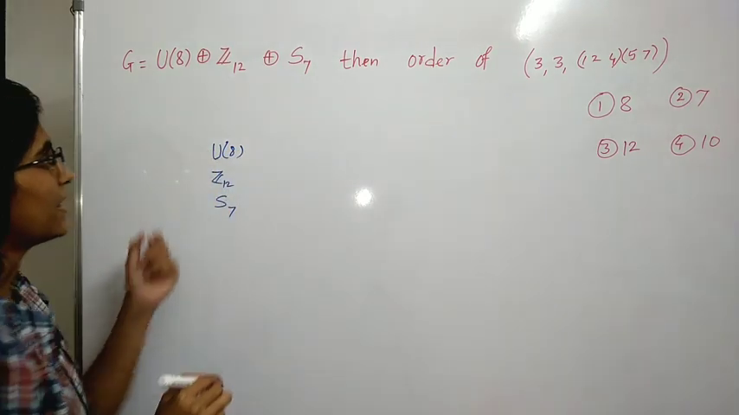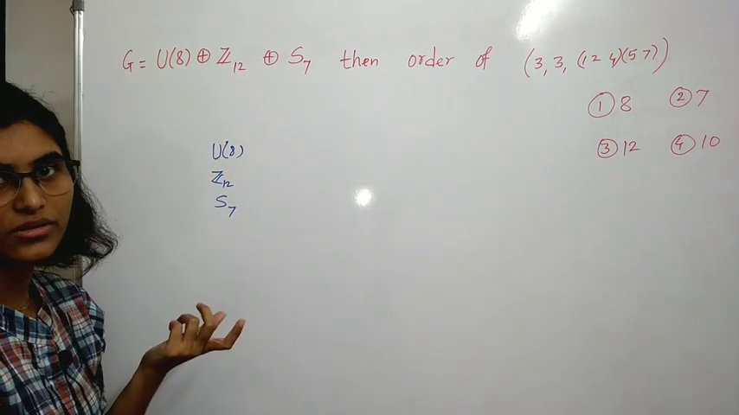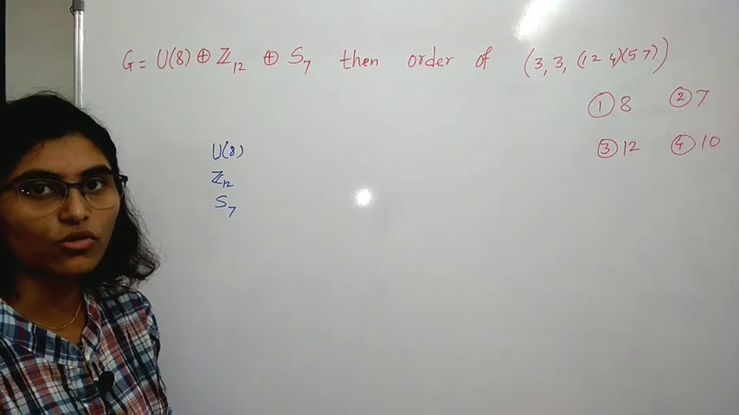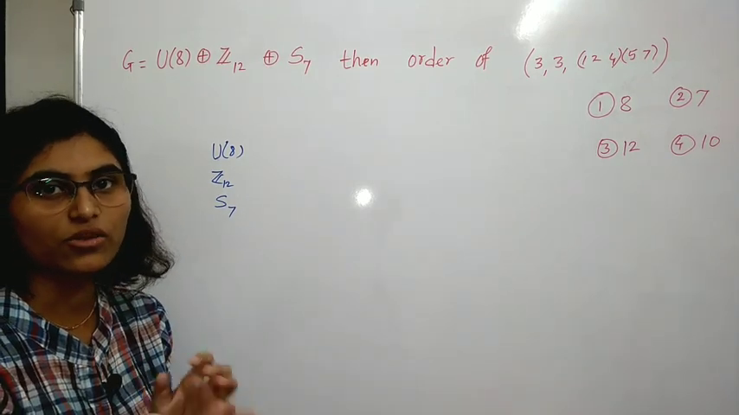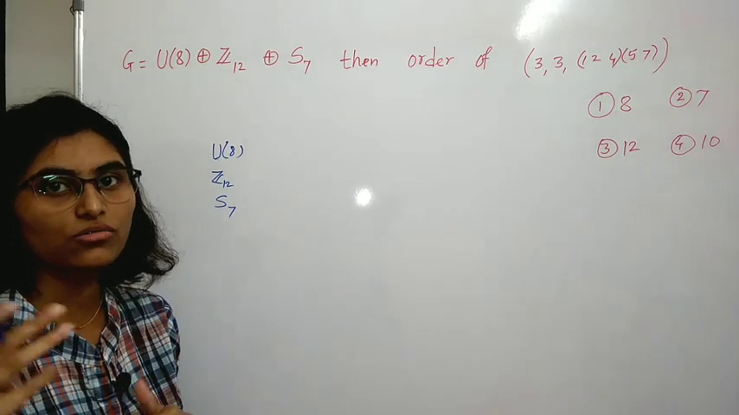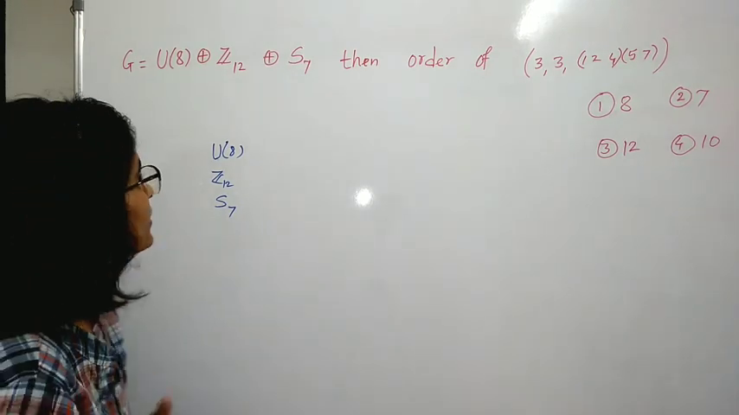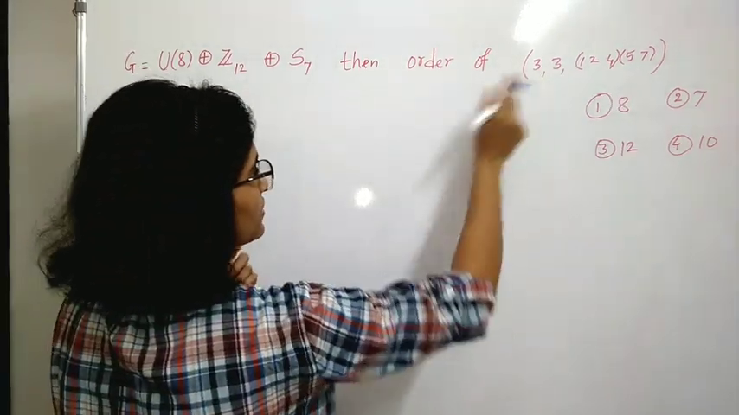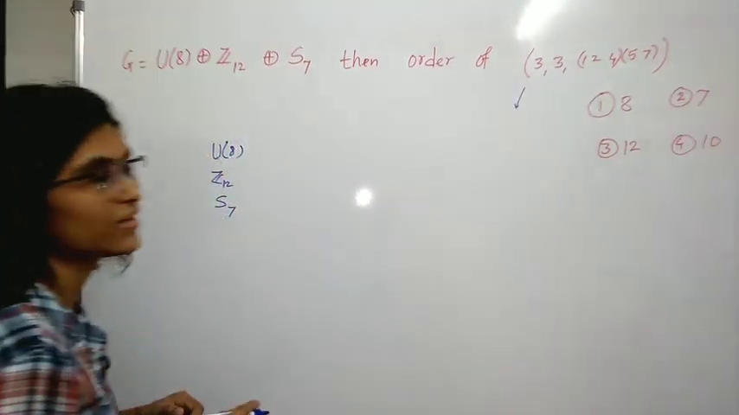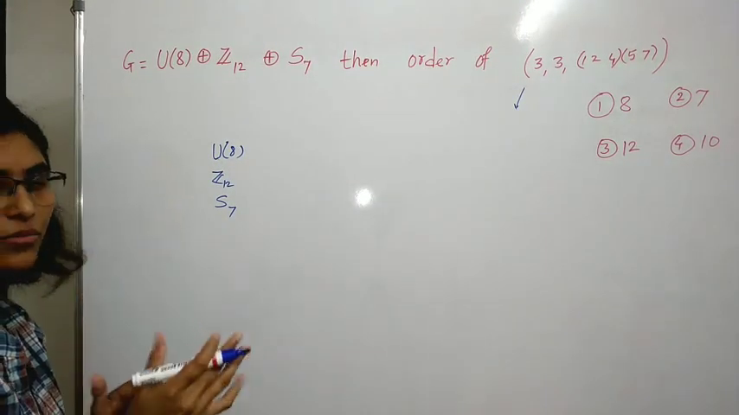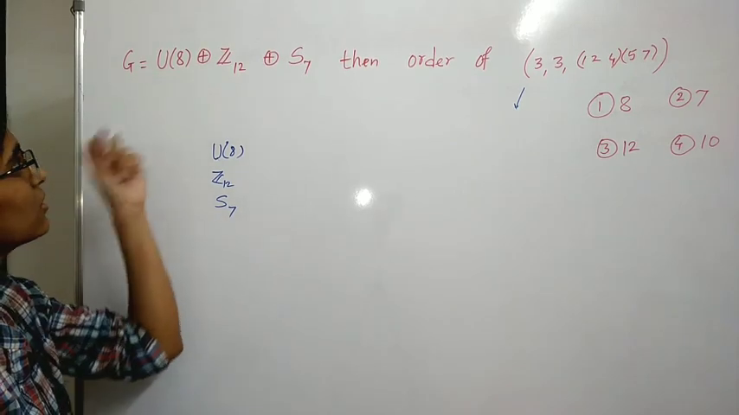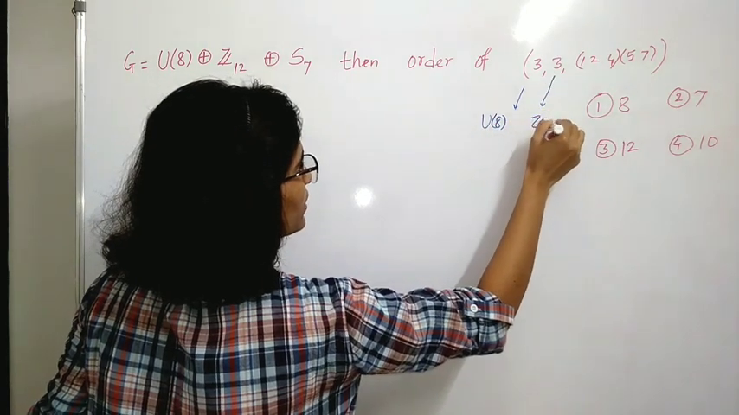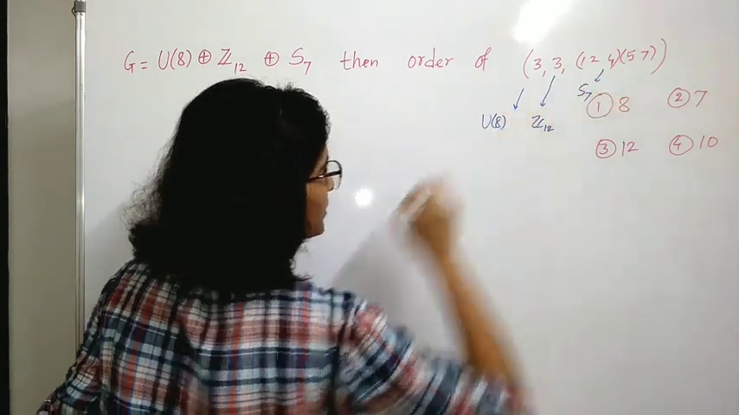So this direct sum is nothing but the cross product, right? Suppose we have finitely many groups, say G1, G2 and so on up to Gn, then their direct sum is just equal to the cross product G1 cross G2 cross and so on up to Gn. Now, what is the main thing? We just have to find the order of this, right? So this element is just an ordered tuple in this group G, right? This 3 is from U8, this 3 is from Z12 and this element is from S7, right?